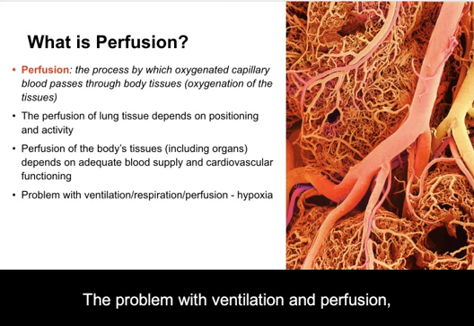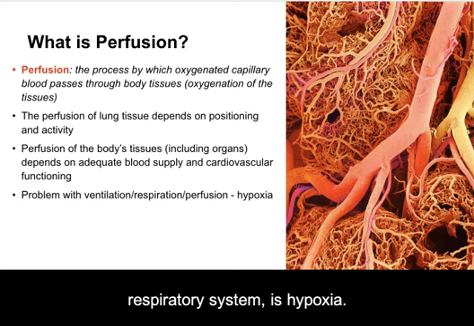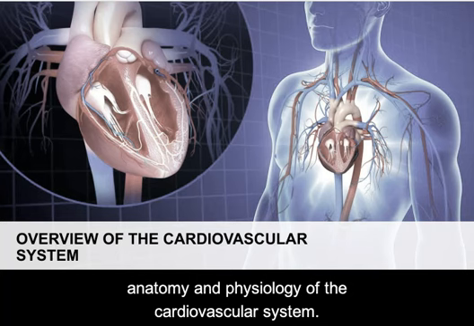The problem with ventilation and perfusion, as we discussed in your lecture last week on the respiratory system, is hypoxia. That's what can go wrong, right? Your body tissues not getting perfused. So let's look at a brief overview, anatomy and physiology of the cardiovascular system.